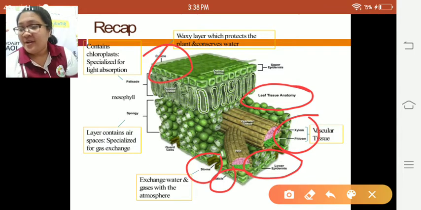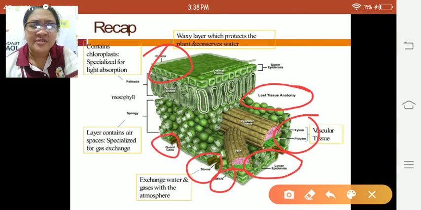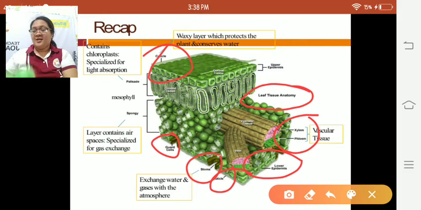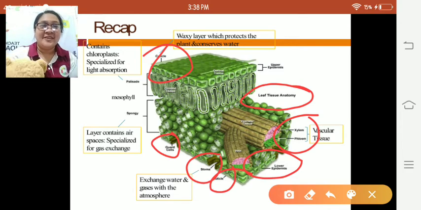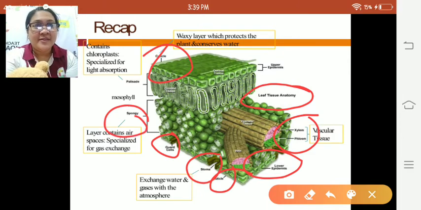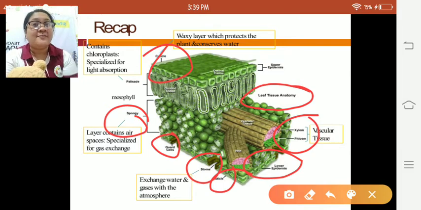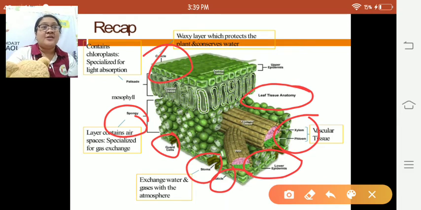And of course, we have here the guard cells. As the word itself says, they guard the leaves. Of course, we have here the spongy layer, which contains air spaces specialized for gas exchange. And we have here the palisade layer, which contains chloroplasts, best for light absorption. Light, as you know, is one of the factors needed for plants to carry out photosynthesis.